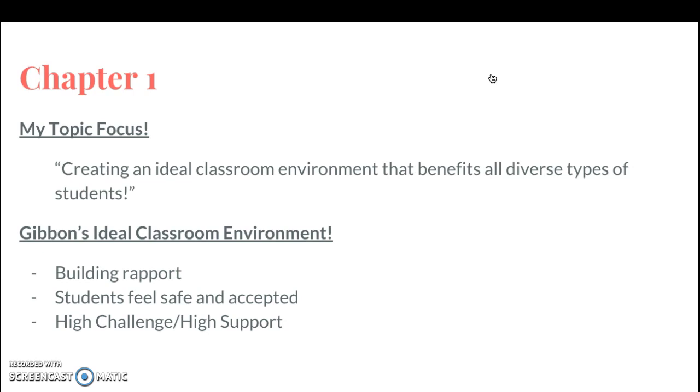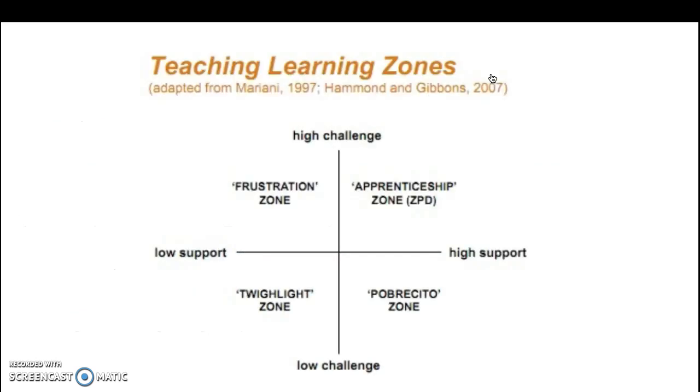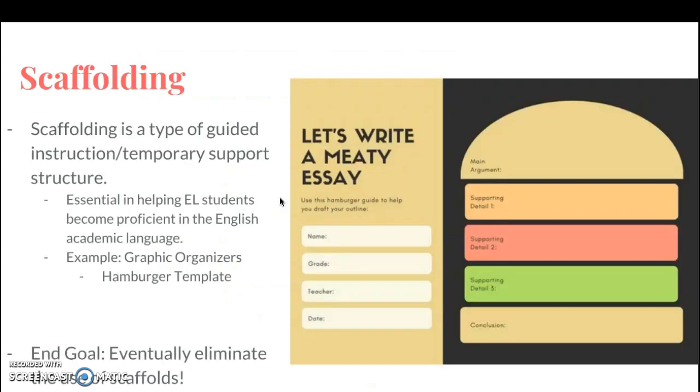Another big part of her ideal classroom environment is having high challenge and high support throughout the classroom. She has this demonstration or template where she shows the differences in high challenge and high support compared to low support and low challenge. So the goal everybody wants to be going towards is this apprenticeship zone, which is the high challenge and high support. As you can see, the twilight zone, pobrecito zone, and frustration zones are just not as beneficial and not as helpful in engagement in teaching and learning.